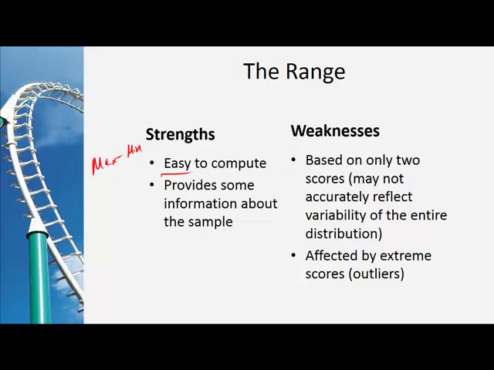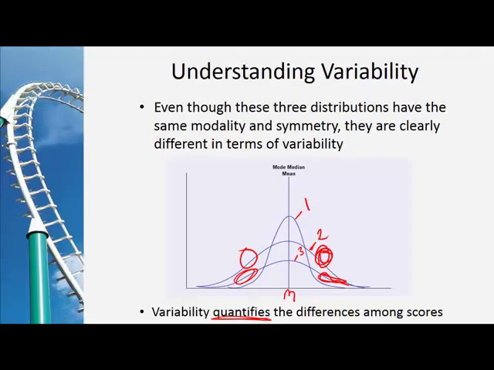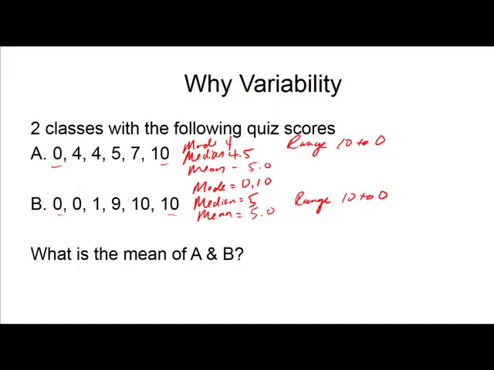The problem with the range? Well, it's only based on 2 scores. And because it's only based on 2 scores, does it really accurately reflect the amount of variability in the entire distribution? Because let's go back to our example of A and B. The range was exactly the same, 10 to 0. Does that represent how much variability there is? Not so much.